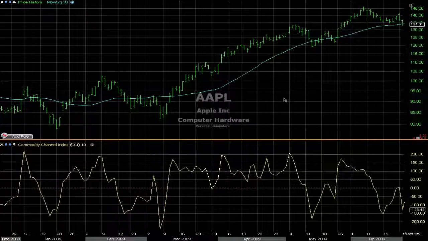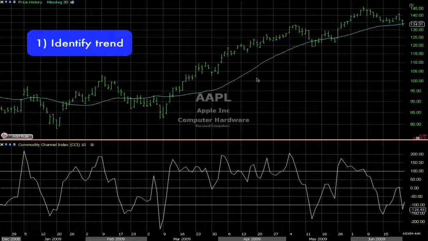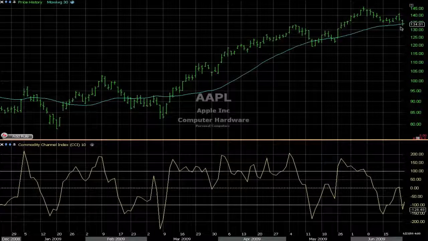But first, like with any other oscillators, I like to use filters in order to improve the odds of my trades. So at first, I add my MA. It's upsloping, so the trend is up. I will only take long plays.